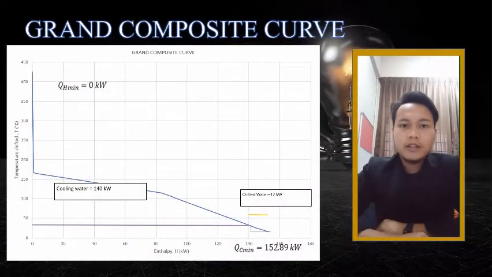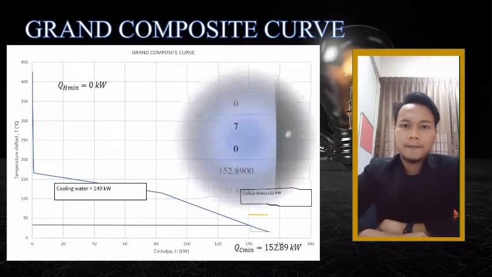In our grand composite curve, we determine the type of utilities based on temperature. For this mechanism, we refer to the book entitled Chemical Process Design and Integration. The types of utilities that we use are cooling water and also chill water. The amounts for both types of utilities are 140 kilowatt and 12 kilowatt respectively.